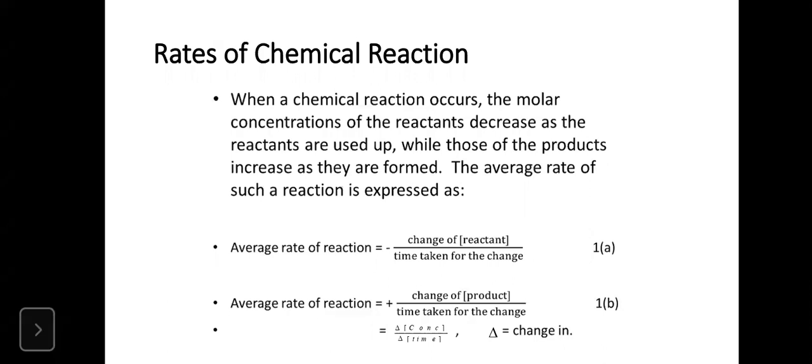If you perform a reaction, you know the time it takes for the reaction to take place. You know the concentration you started with, and you know what is left. And then what is left is what has formed the product. You can divide it by the total time, the time it takes for the reactant to be converted to product. So look at the first one, 1A, average rate of reaction: change of reactant over time taken for the change.